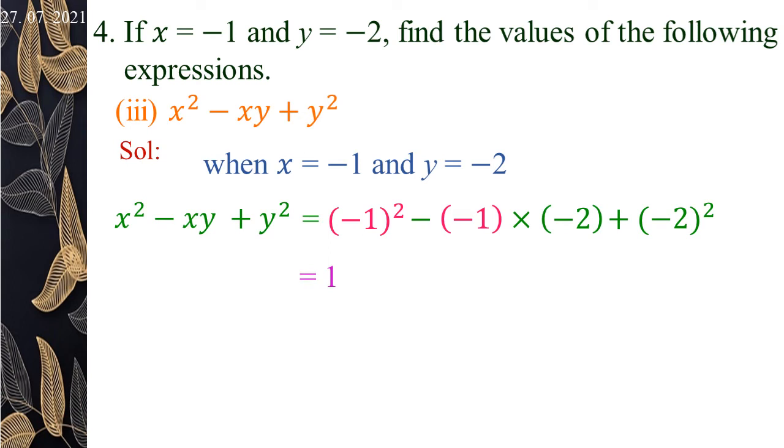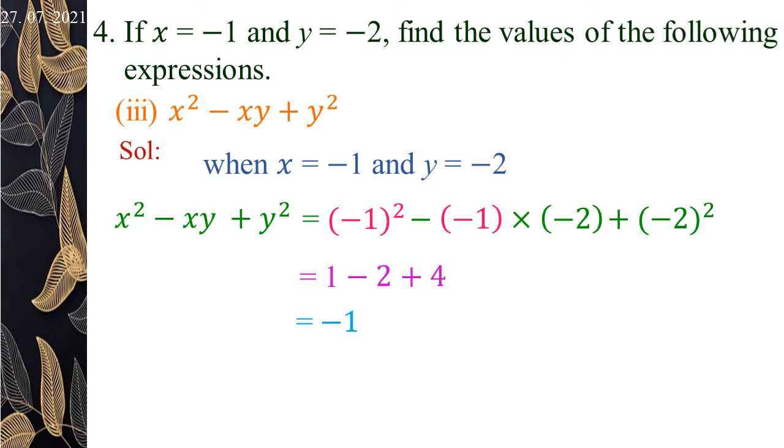So minus 1 whole square means minus 1 can be written 2 times, minus 1 into minus 1. We get plus 1 minus minus 1 into minus 2. We get plus 2, plus minus 2 whole square means minus 2 can be written 2 times, minus 2 into minus 2, plus 4. So we get 1 minus 2 plus 4.